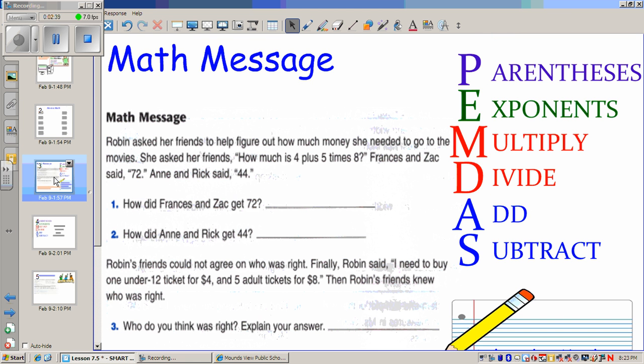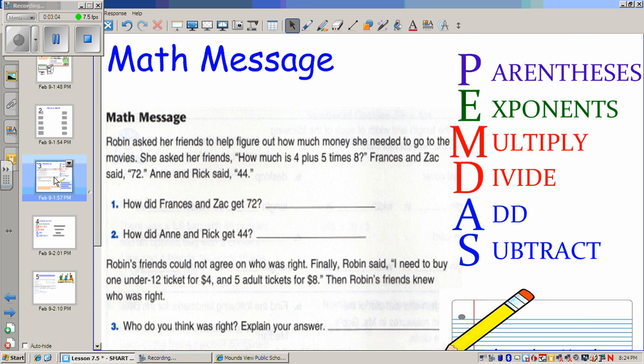Our math message. Robin asked her friends to help figure out how much money she needed to go to the movies. She asked her friends, how much is 4 plus 5 times 8? Francis and Zach said 72. Anne and Rick said 44. How did Francis and Zach get 72? And how did Anne and Rick get 44?